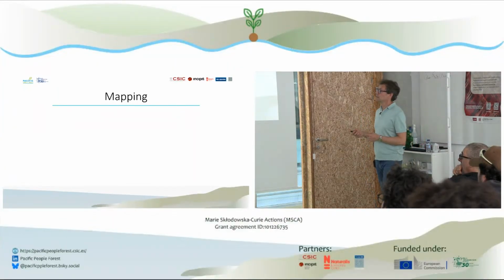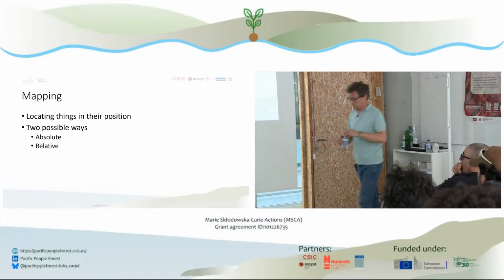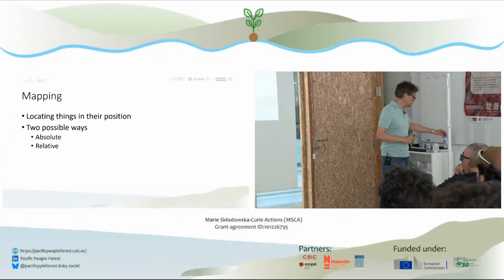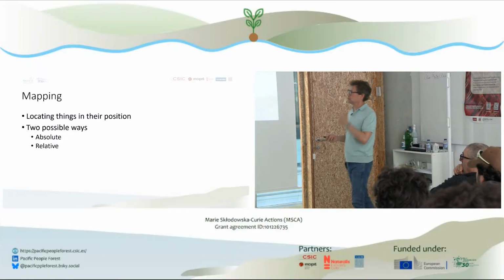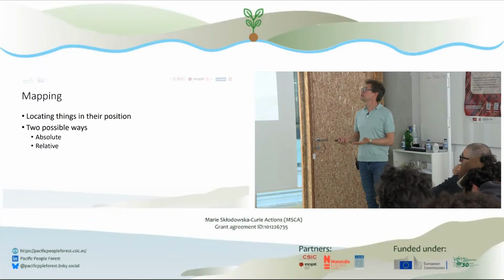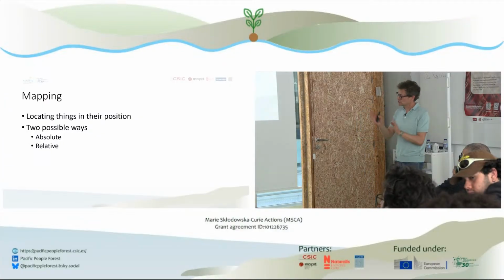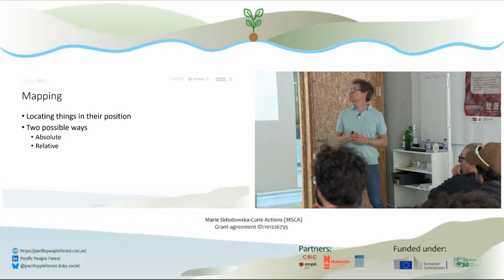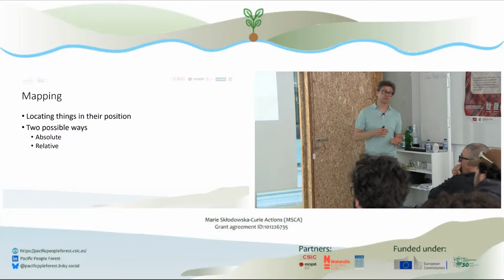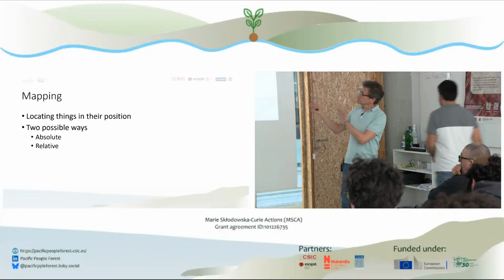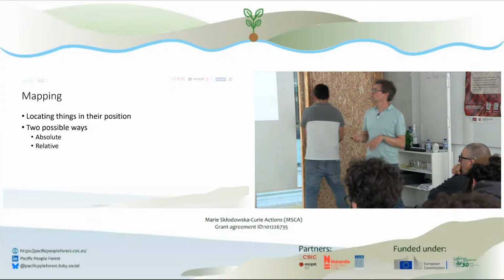And yes, the first thing we need to do is to define what mapping is. Well, I guess that all of you are aware of this, but mapping is just locating things in their position in general. And there are two basic ways of mapping, of locating things in space: absolute and relative positions, right? So there are different tools that are useful for these two different ways of locating things.